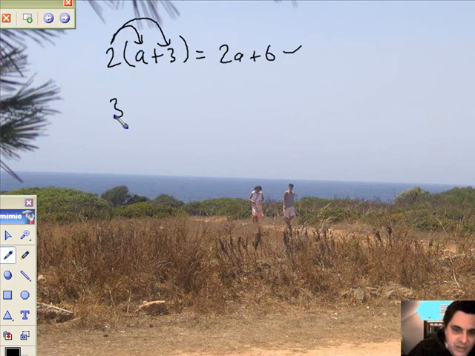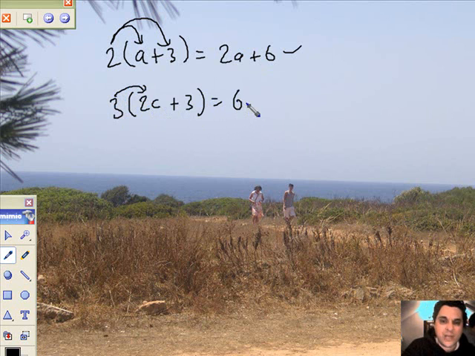This is C. I've got 3 lots of 2c plus 3. I think it's a C, isn't it? Yeah. Bust it open, as I say. 3 times 2 lots of C, well that's 6 C's altogether. And 3 times 3 comes to 9. 6c plus 9. That's correct. Let me do G for you.